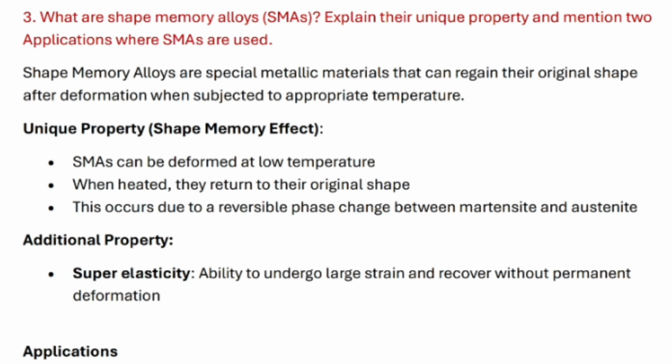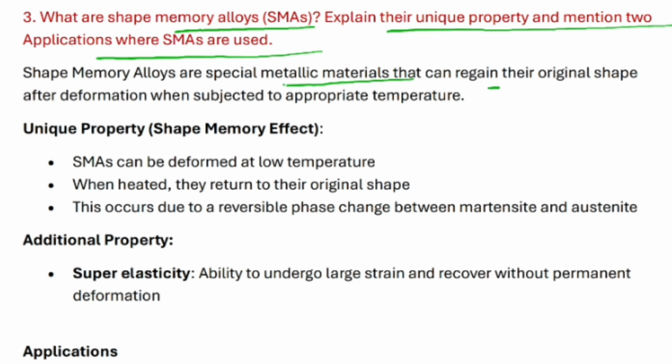Next question, what are shape memory alloys? Explain their unique property and mention any applications they are used in. So SMA, nothing but shape memory alloys. We should know the definition. It is a metallic material that can regain its original shape after deformation when subjected to appropriate temperature. So you apply temperature, and it will regain its original shape.